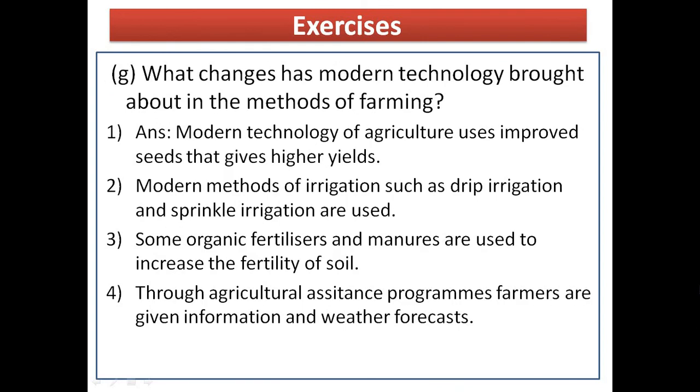Next is, what changes has modern technology brought about in the methods of farming? Modern technology of agriculture uses improved seeds that give higher yields. Modern methods of irrigation such as drip irrigation and sprinkle irrigation are used. Some organic fertilizers and manures are used to increase the fertility of soil. Through agricultural assistance programs, farmers are given information and weather forecasts.